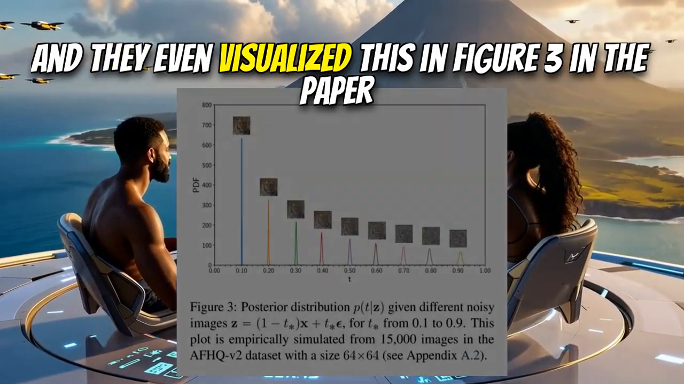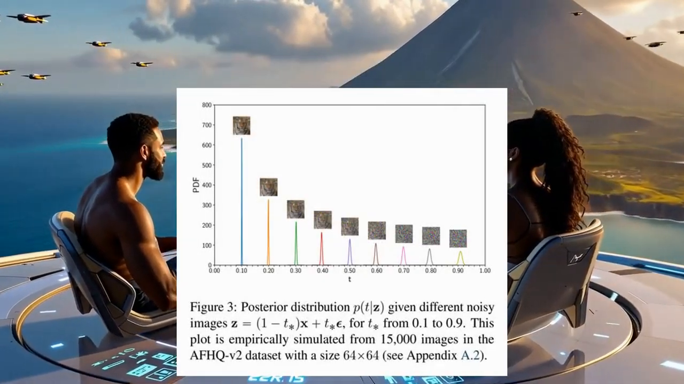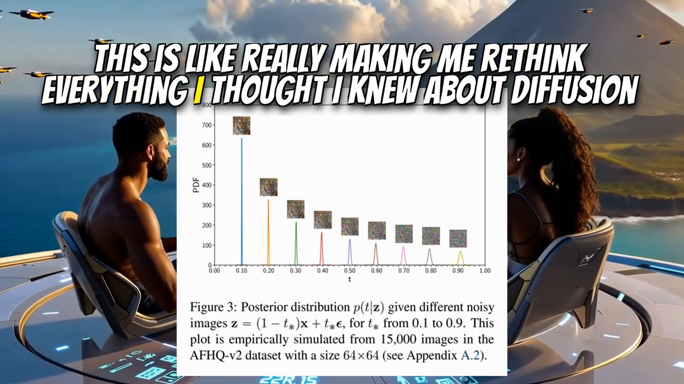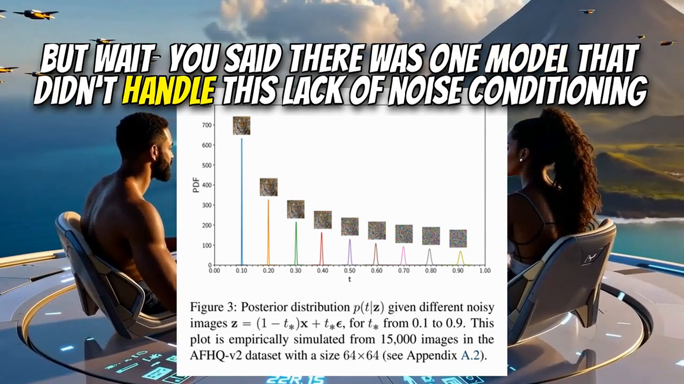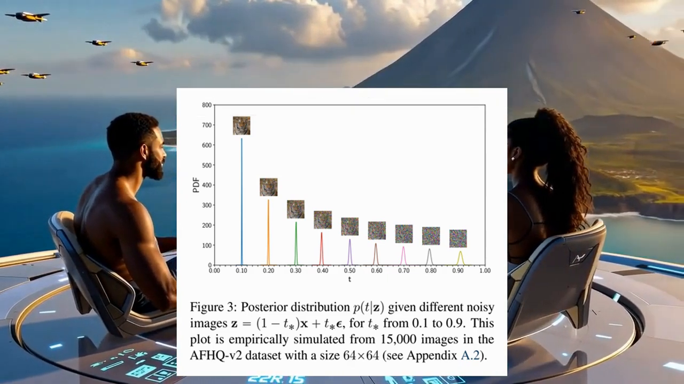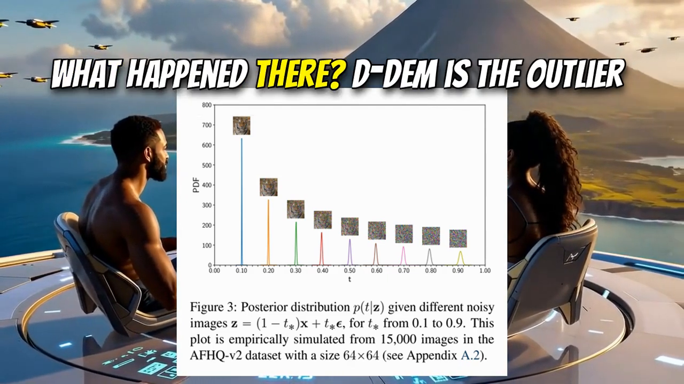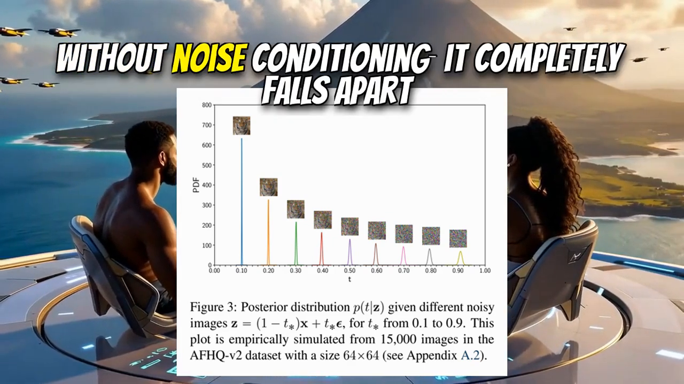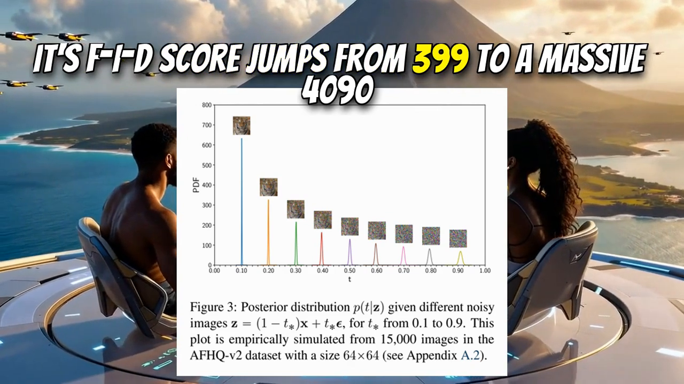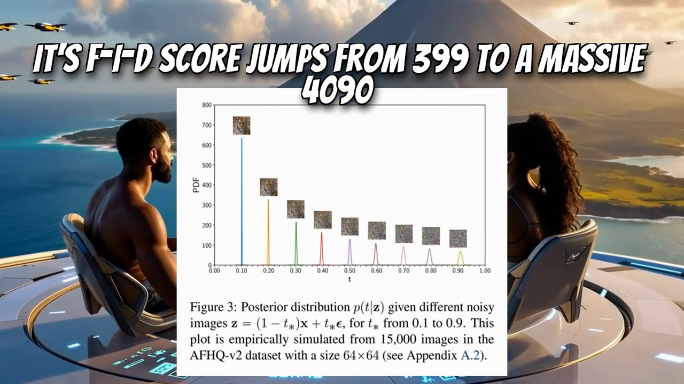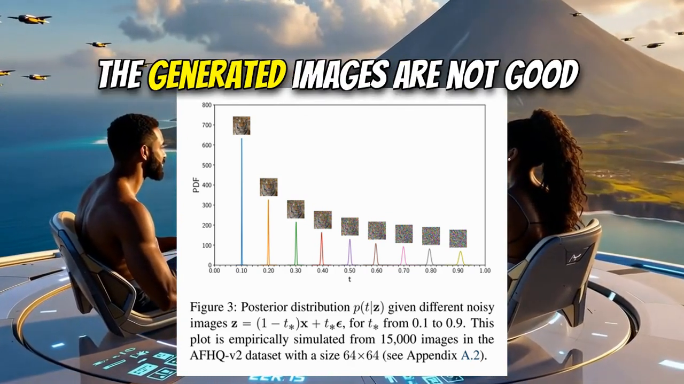Okay. And they even visualize this in Figure 3 in the paper. Wow, this is really making me rethink everything I thought I knew about diffusion models. But wait, you said there was one model that didn't handle this lack of noise conditioning well. Right, D-DEM. What happened there? D-DEM is the outlier. Without noise conditioning, it completely falls apart. Oh, no. Its FID score jumps from 399 to a massive 4090. A 40-point jump. The generated images are not good.